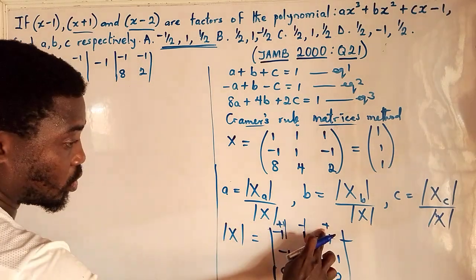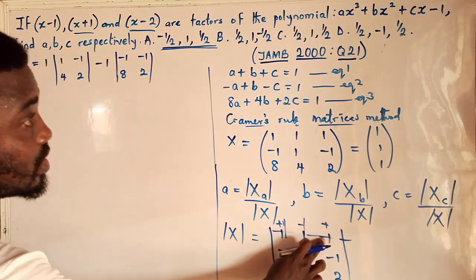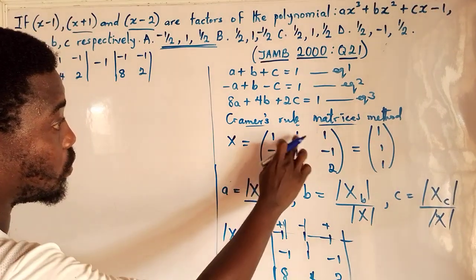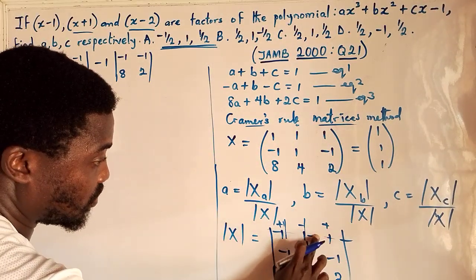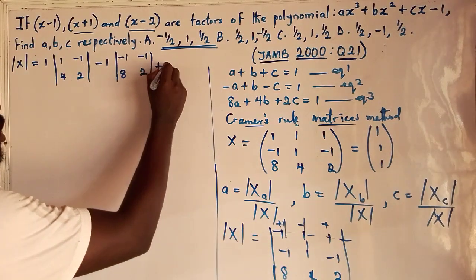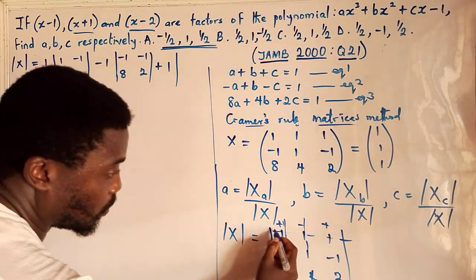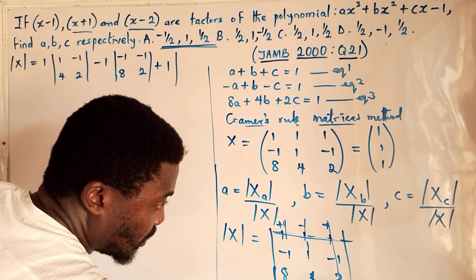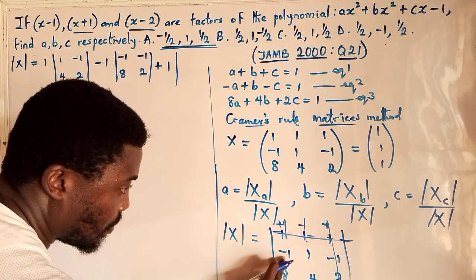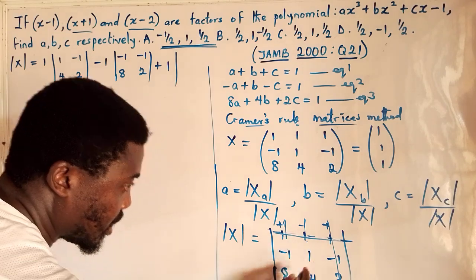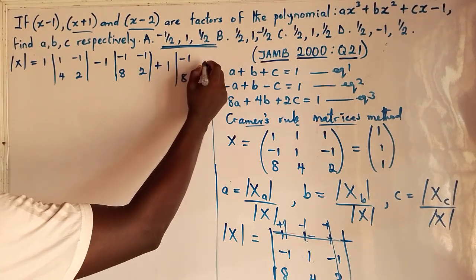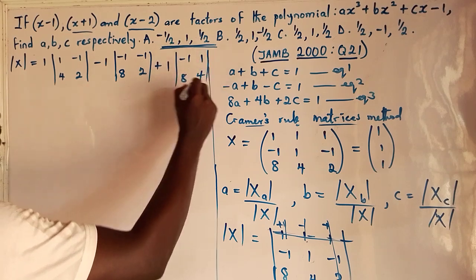The last one is positive, and the value here is a positive value as well. This is 1, 1, 1, 1. Please don't let us be confused. So this one is plus 1, and then we have the 2 by 2 matrix. If we remove this row and column, we'll be left with minus 1, 8, and 1, 4.